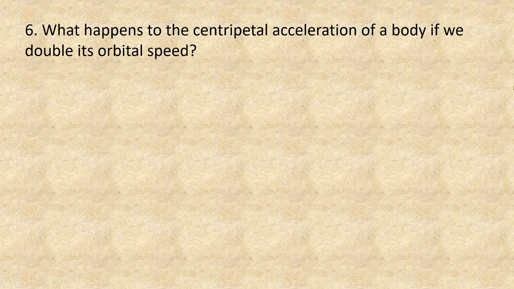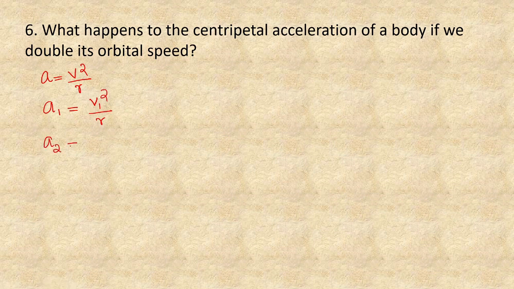Okay, so we can write the centripetal acceleration. That is, a is equal to v square by r. That is the centripetal acceleration. So let me write what is a1. a1 is equal to v1 square by r.